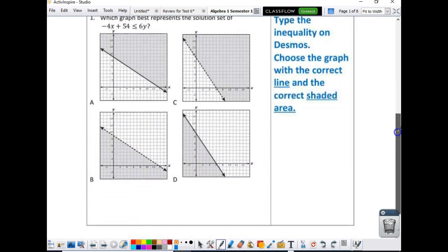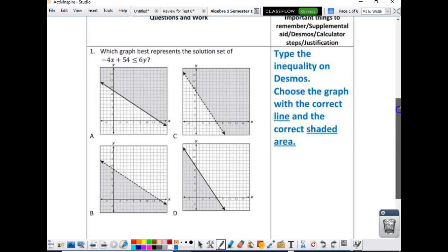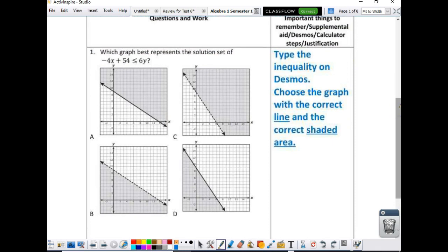Let's look over to number 2. Before we do that, I just want to mention here, for number 1, you type the inequality on Desmos, choose the graph with the correct line and the correct shaded area. So not only do you have to pay attention to how the line looks, so dashed or solid, you have to pay attention to where the graph is shaded. So be very careful with that.